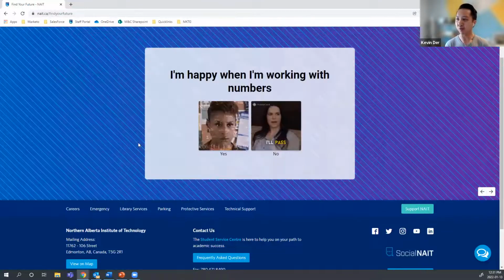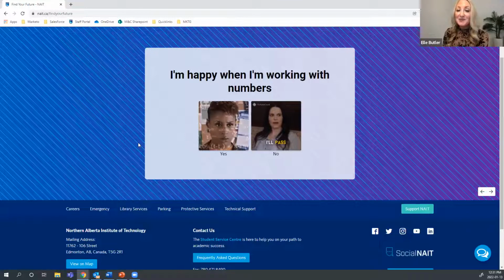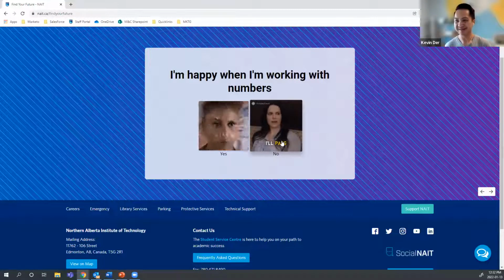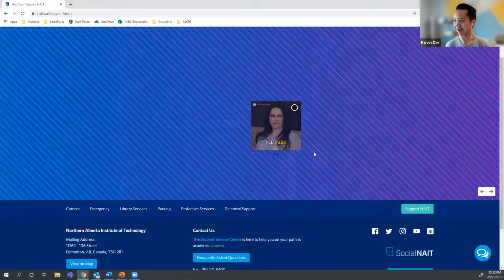You're happy when you're working with numbers. Is that a yes or a no? I'm not the biggest fan of math, so let's go with no. Also, I love that it is a GIF from Schitt's Creek. So love that you made this quiz fun for students. No, yeah, that was definitely one of the focuses, just to make it really, really approachable.